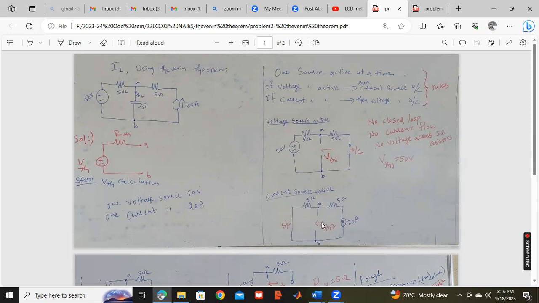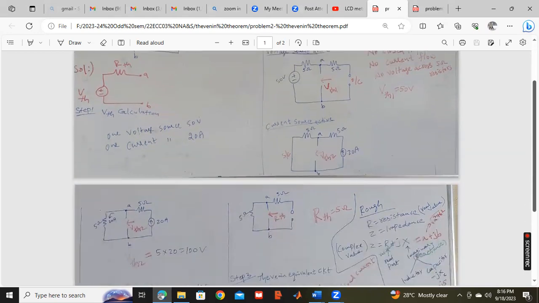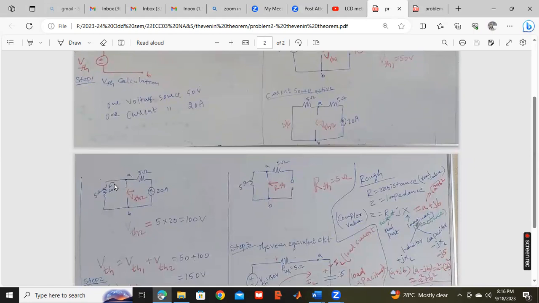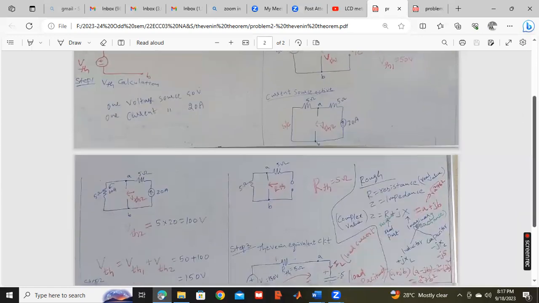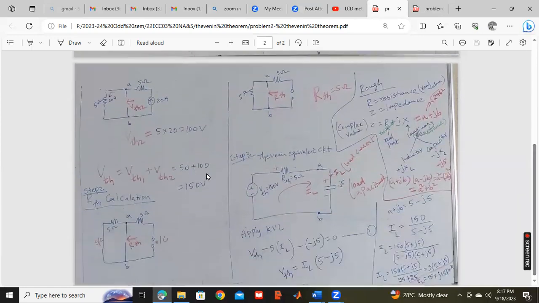But we are calculating across these AB points. And hence, you can see the current of 20 amperes flows across AB. In the second case, the voltage is 100 volts, and in the first case, the Thevenin voltage is 50 volts. So total Thevenin voltage becomes 50 plus 100, which is 150 volts.